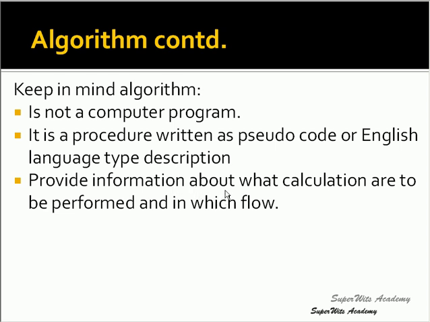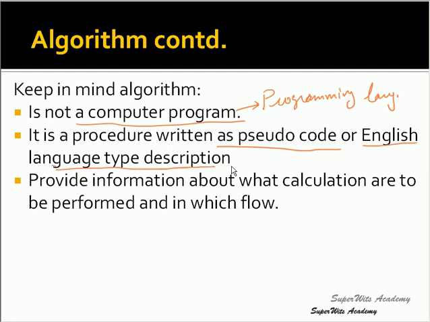First, I need to understand that an algorithm is not a computer program, because a computer program is written in some particular programming language, whereas an algorithm is either written as pseudocode. Pseudocode is something like a combination of English and expressions, or it can be written purely in the English language as a type of description.